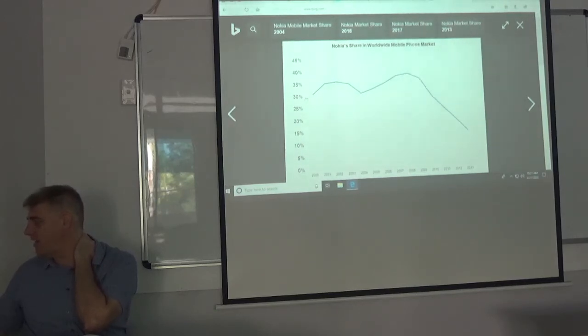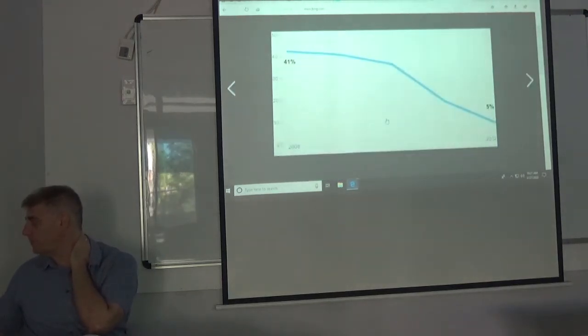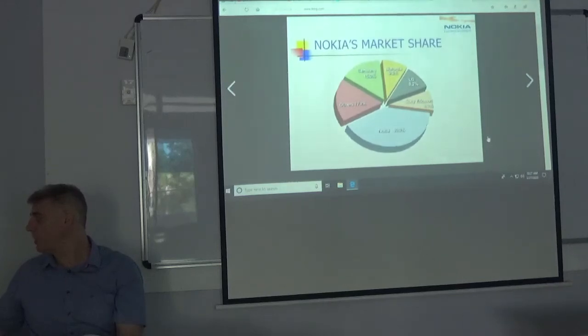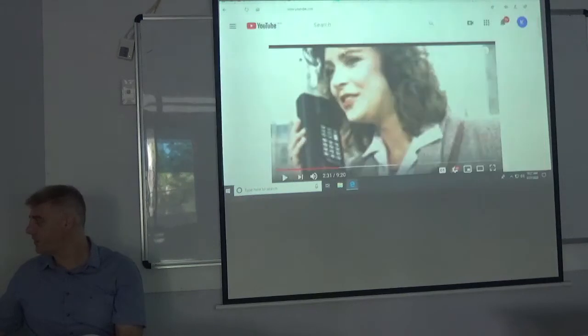So here it is again in a different form. They really had a huge market share all the way up into 2008 and really 2009, and then that was the end. So there's another graphic, from 41%, or almost half, to 5% in 4 years. They were looking good. No one was even close. Sony, Samsung had 15%. No one was even close. So what happened? Let's check it out.